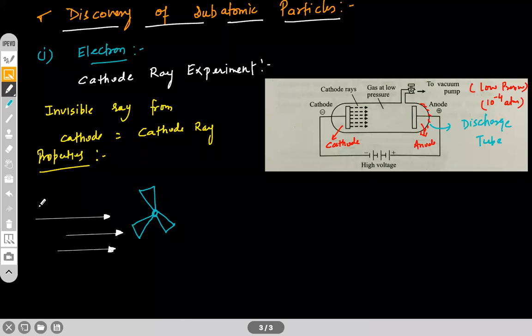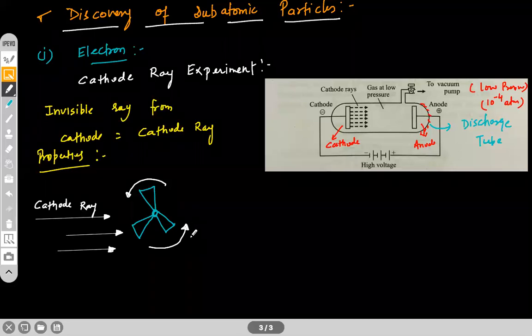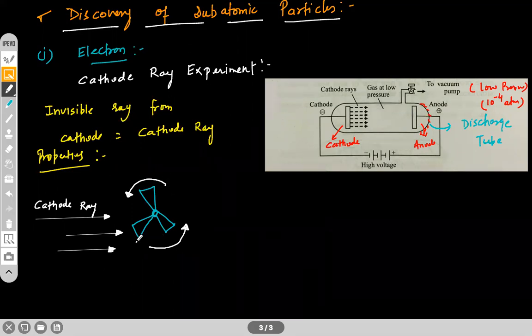So this is cathode ray. When it strikes this fan blade, we observe that the fan blade starts rotating in this direction. It means the ray provides some energy to the fan blade, and hence it starts rotating like this. This is the mechanical effect. It imparts energy to any object. Okay, fourth point, the last point.